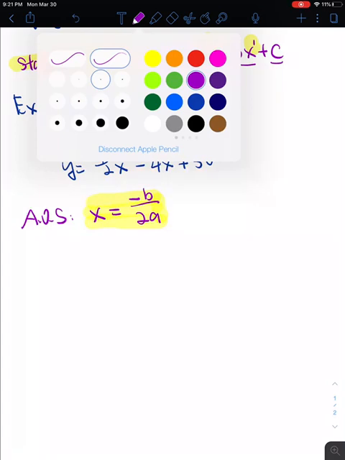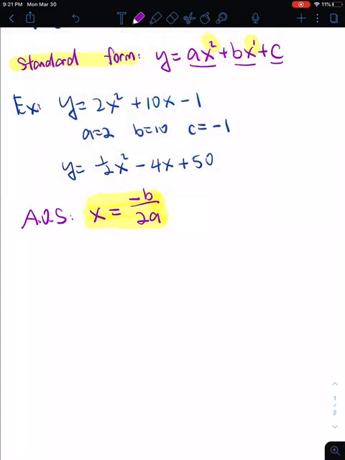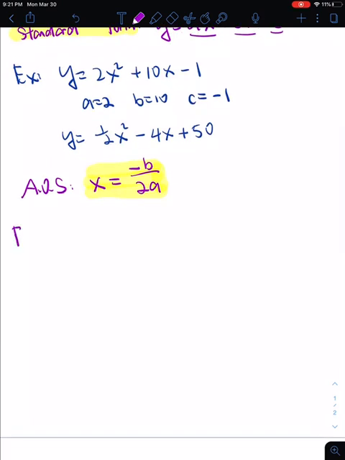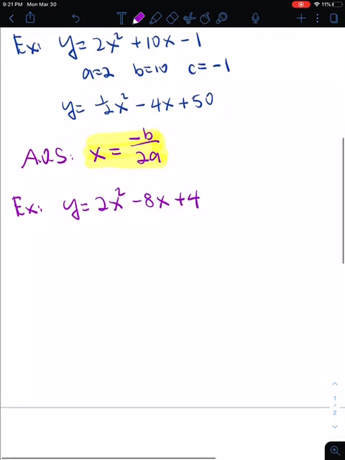And let's go ahead and see a couple of examples of this and see how we can find the vertex given something in standard form. So for example, suppose I have y is equal to 2x squared minus 8x plus 4, and I want to find the vertex. Okay, well, before that, let's first go ahead and look at the axis of symmetry, AOS.